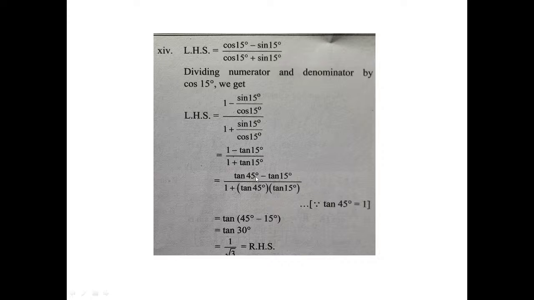So what is the formula? Tan A minus B is equal to tan A minus tan B upon 1 plus tan A tan B. What is the value of A here? A is 45 and B is 15 degree. Tan 30 degree is equal to 1 upon root 3. Okay. Yes, all of you got my point.